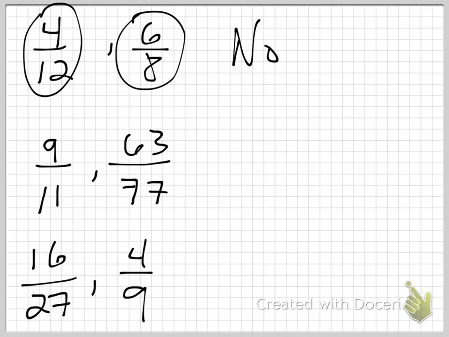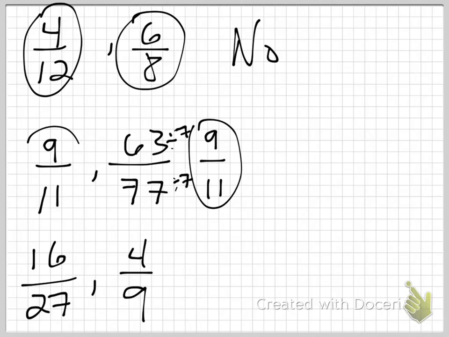9/11ths and 63/77ths. What can I do here? What method would you use to do this, Jonathan? Yeah, you go, how does the 11 become 77? Times 7. Is 9 times 7 63? Yeah. You know what that means? It means that if you were to reduce 63/77ths, you know what it reduces to? Yeah, I did that. Divide by 7, divide by 7. It ends up being the same. Does that make sense? Okay.